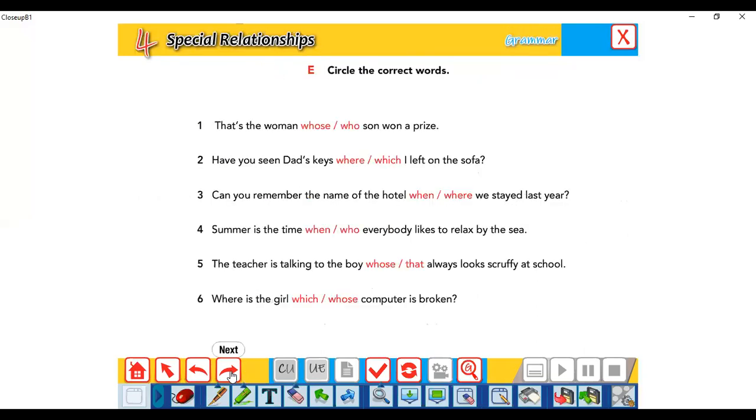Let's move to the next part. Now, circle the correct words. Number one, that's the woman who or whose son won a prize, and we have Amir Ahmed. Yes, Amir. Hello.